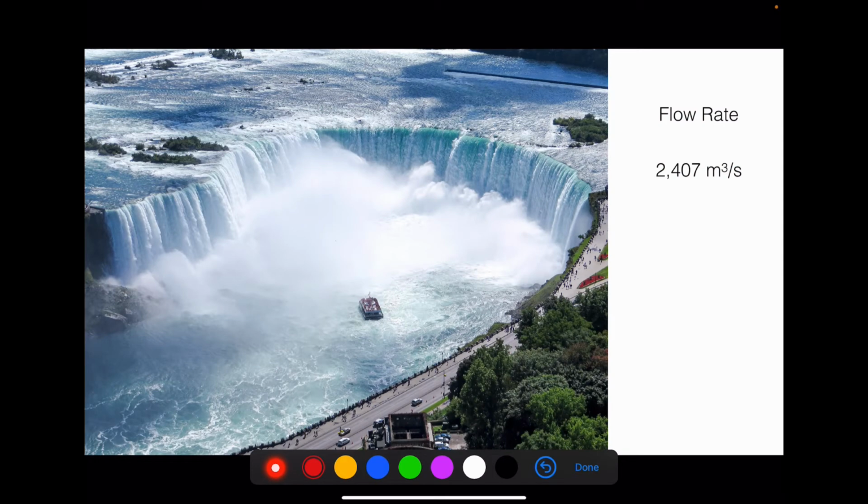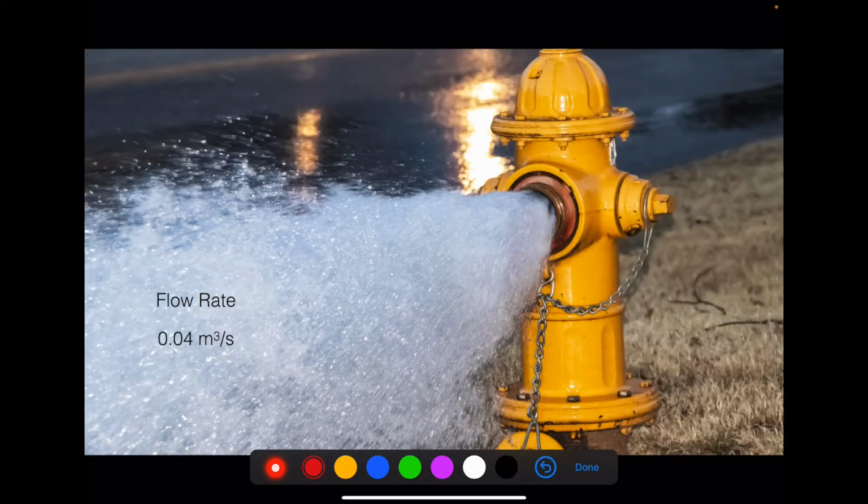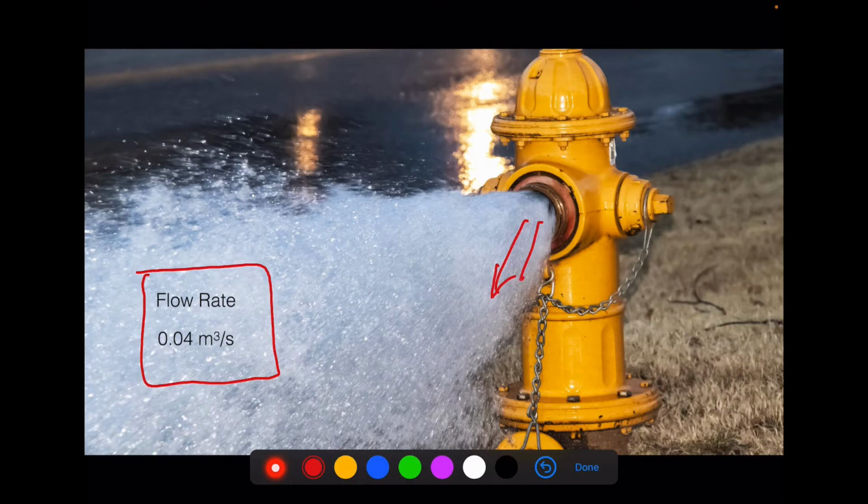Okay, on a large scale, something like Niagara Falls will have a tremendously large flow rate when measured in cubic meters per second. But for most common things, expect to get flow rates that are very small numbers. That does not mean they're not flowing quickly. In fact, one of the highest flow rates you're going to encounter in your normal life would be the flow rate of water from a fire hydrant, and you could see how small a number the flow rate happens to be. So don't be alarmed with really small flow rates.